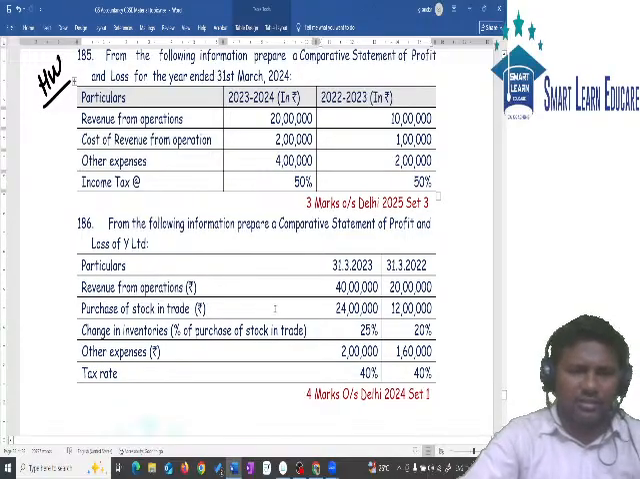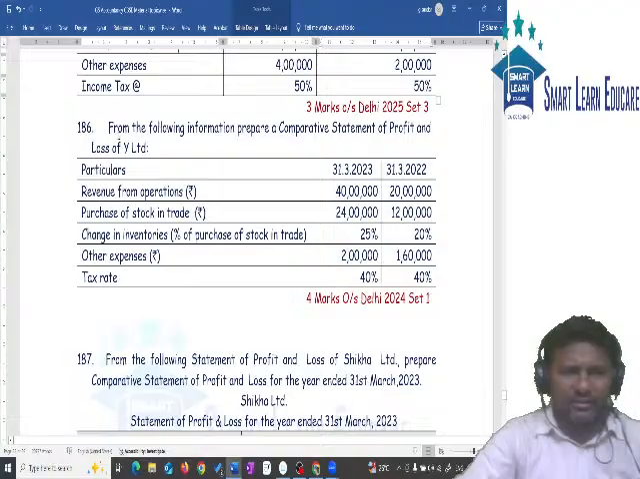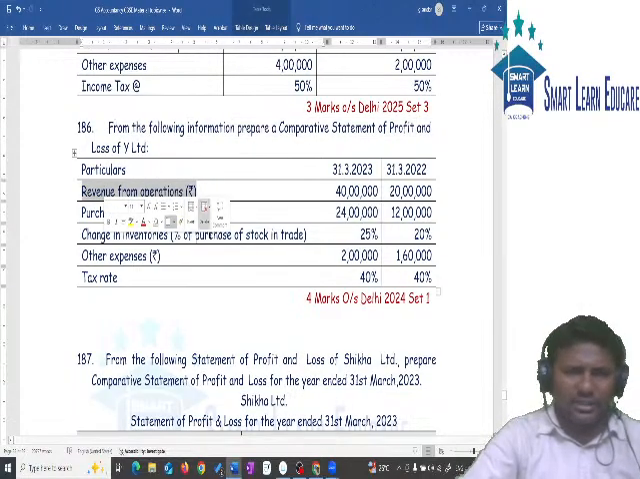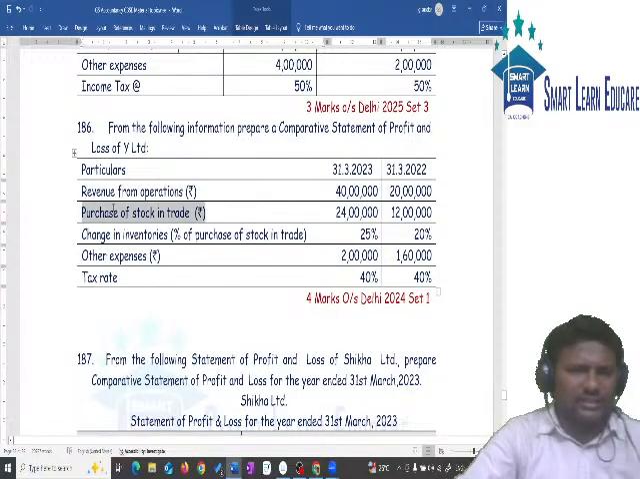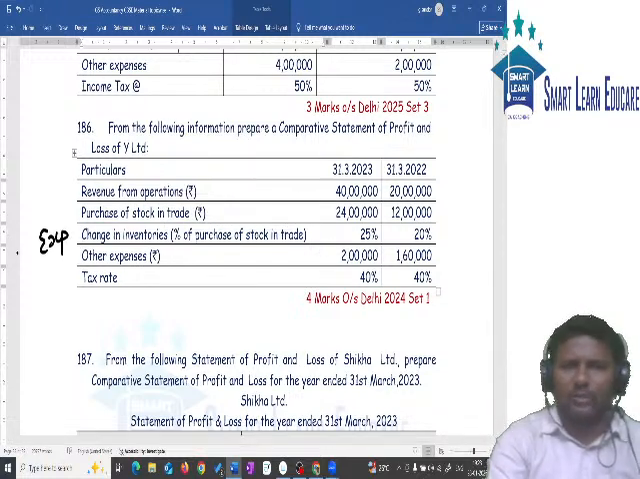In this question, one extra piece of information is there. They ask you to prepare a comparative P&L. Revenue from operation is given. Purchase is given, which is an expense. Change in inventory is given, which is also an expense, and it is given as 25 percentage.